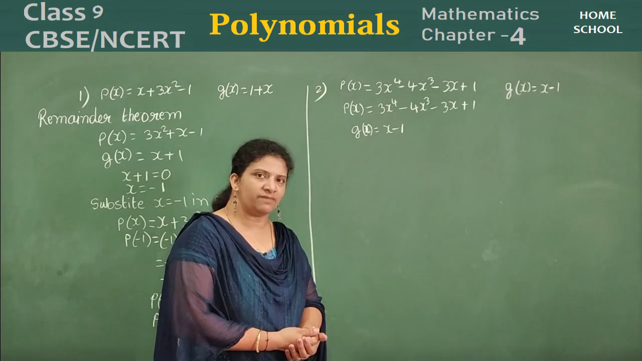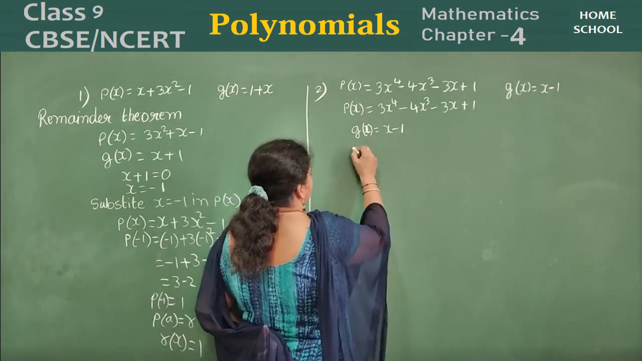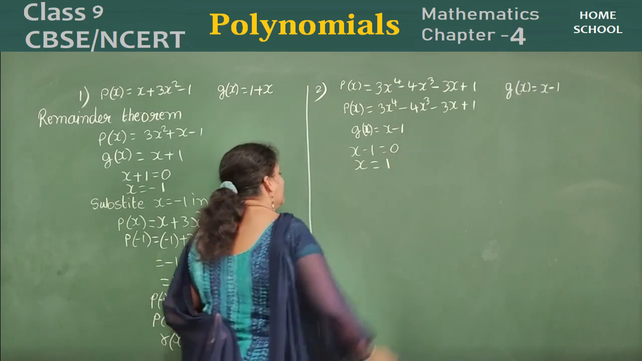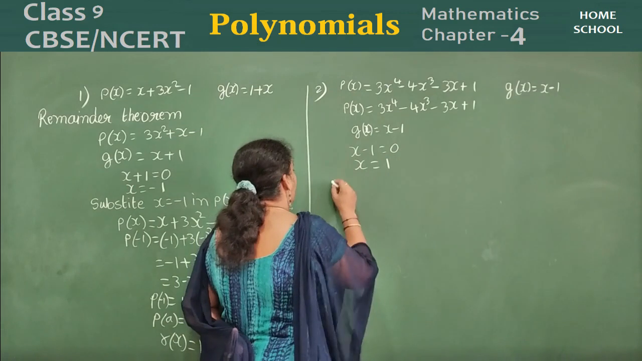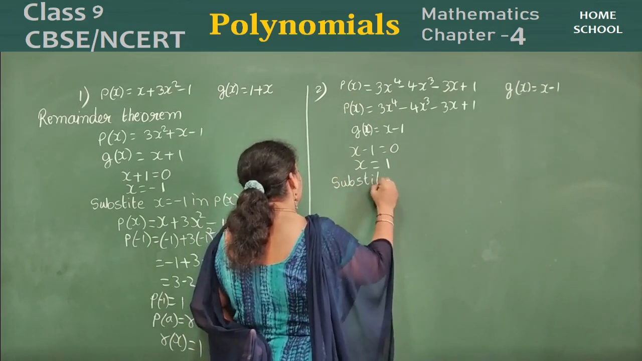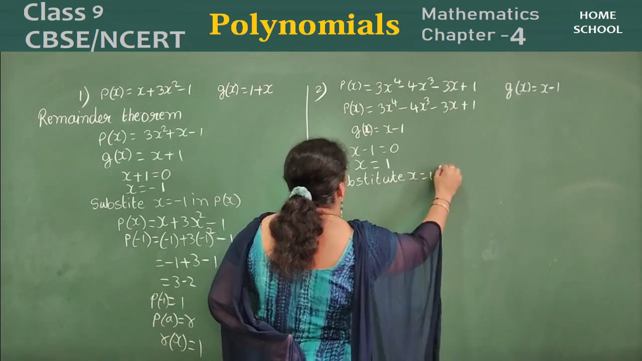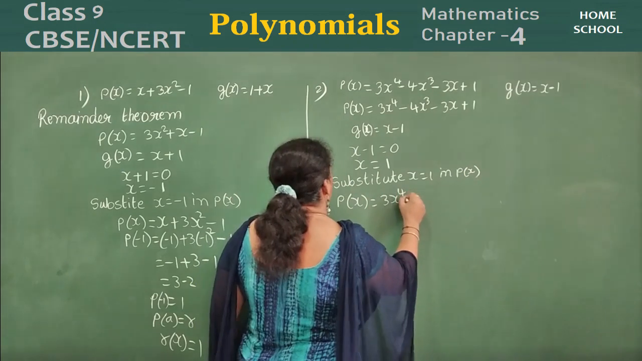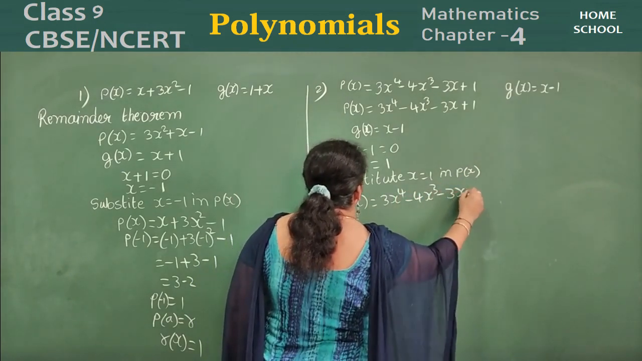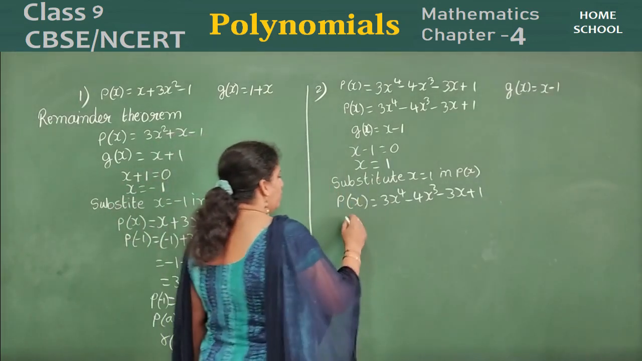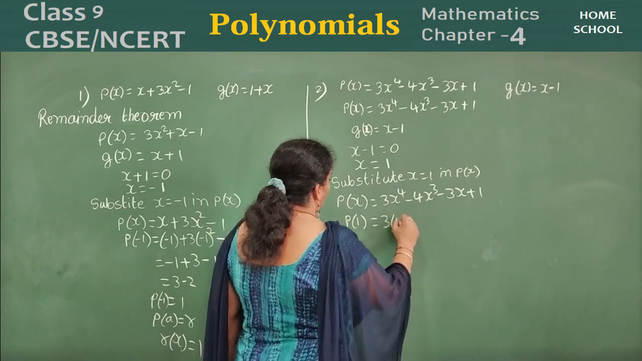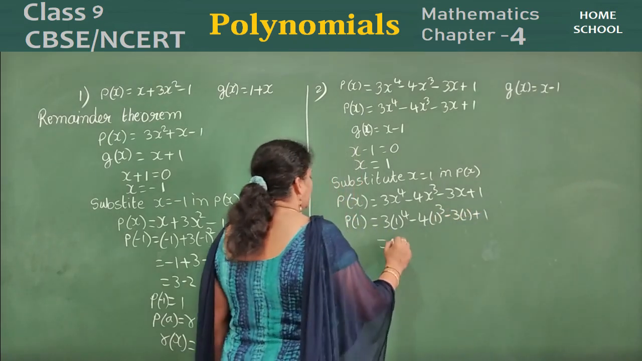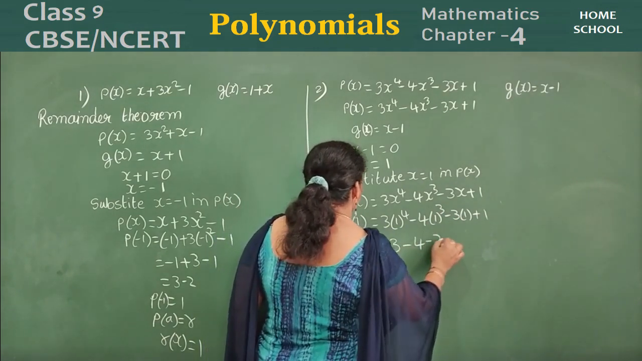What do we need to do as the first step in this method? Find the 0 of the polynomial. That is, G of x is equal to 0. That makes x minus 1, 0. Minus 1 send to the other side, plus 1. This x value substitute in P of x. Substitute x equal to 1 in P of x. That means P of x is equal to 3x power 4 minus 4x cube minus 3x plus 1. Okay. Now 1 substitute here. P of 1 is equal to 3 into 1 whole power 4 minus 4 into 1 whole cube minus 3 into 1 plus 1. That will be 3 minus 4 minus 3 plus 1.